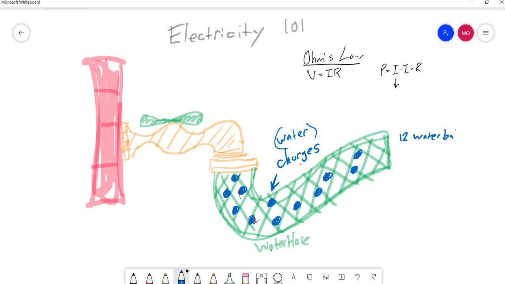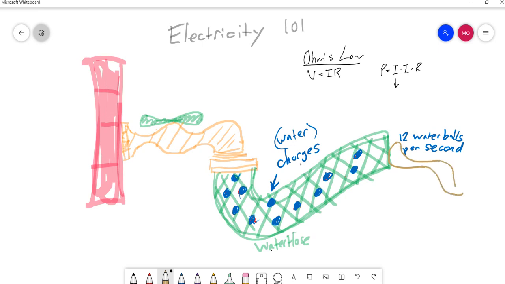So now, just to give a good overview of what we're doing here, we have these 12 water balls coming out of this water hose. But that's not the current. The current would actually be the flow, or the amount of water balls you get out per second. So, of course, it's the flow of all these water balls that come out.